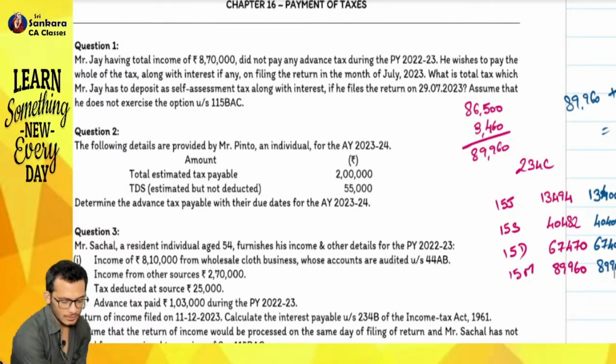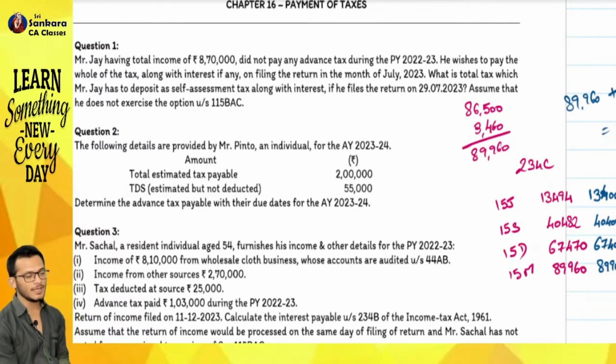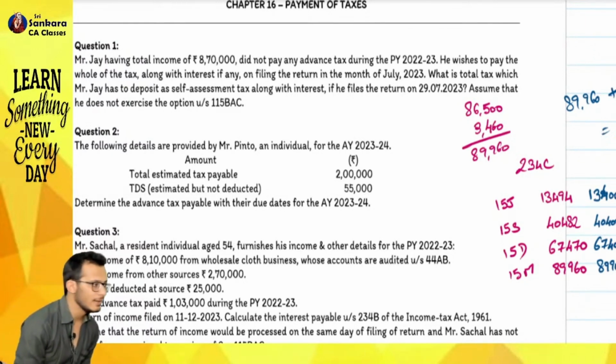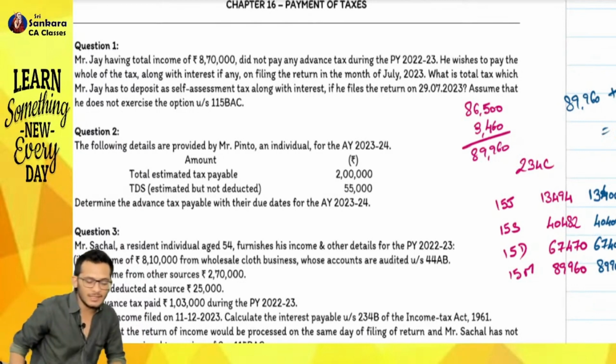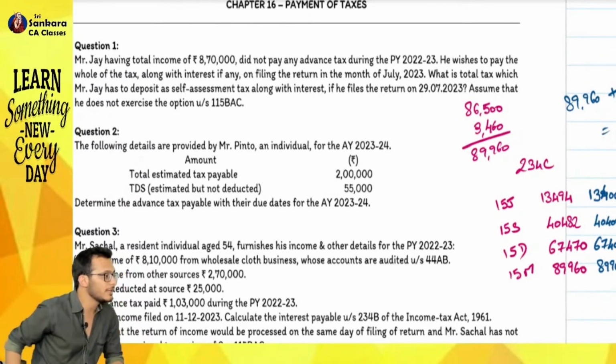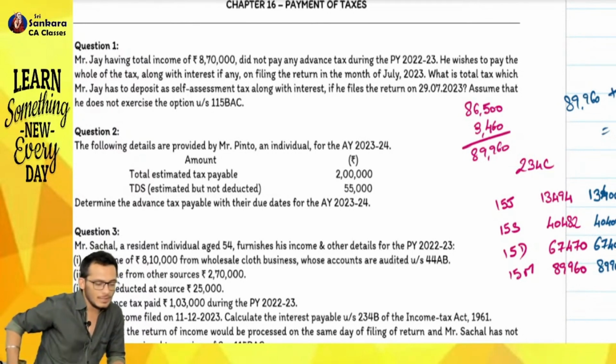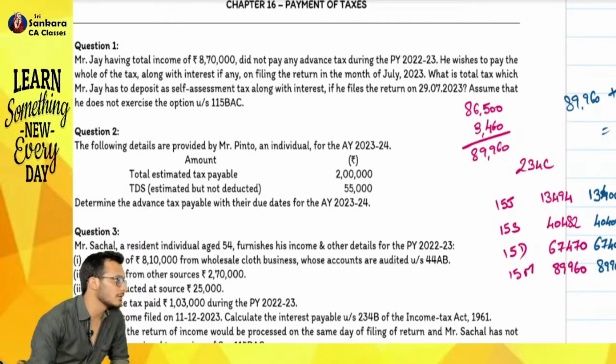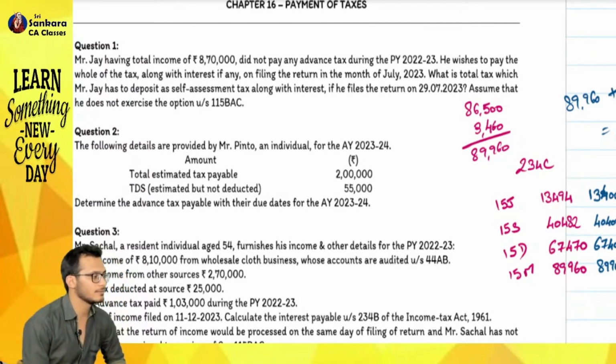Next one. The following details are provided by Mr. Pinto, an individual, for the assessment year 23-24. The total estimated tax payable by him is 2 lakh rupees for the current year. The TDS estimated but not deducted is given as 55,000. They are asking you to determine the advance tax payable for every quarter along with their due dates.